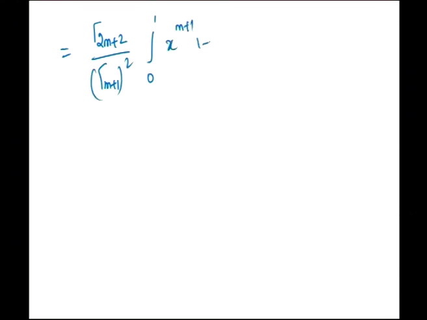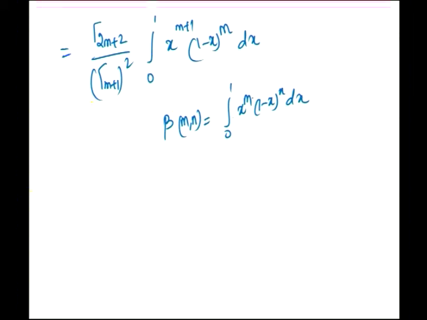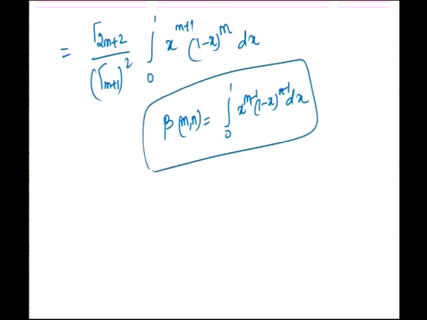Okay. This is equal to the integral from 0 to 1. All those constants can be taken outside first of all, which equals gamma 2m plus 2 by gamma m plus 1 whole square, times the integral of x power m plus 1 into 1 minus x whole power m dx, and this is the beta formula. What is the formula for beta of m comma n? Beta of m comma n is the integral from 0 to 1 of x power m minus 1 into 1 minus x whole power n minus 1 dx. This is the formula of beta of m comma n.